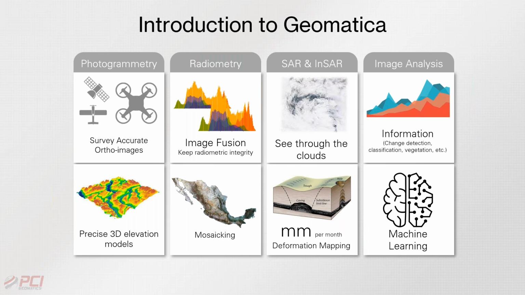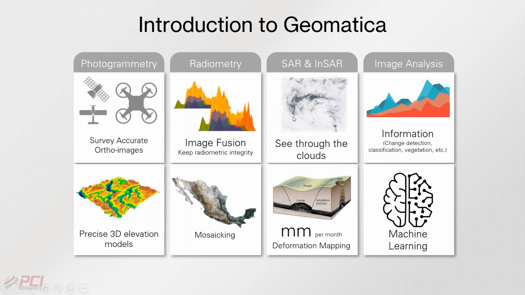The four main pillars that Geomatica is built upon start with photogrammetry. This is the ability to create accurate, survey-level ortho images from, once again, all these different platforms, and the ability to extract 3D elevation models. We also have radiometric normalization and compositing capabilities, such as our new image fusion capability, to pan sharpen imagery but maintain the radiometric integrity. We also have powerful mosaicing and image compositing technology as well. And then, of course, the feature of today's webinar, our SAR and InSAR processing.